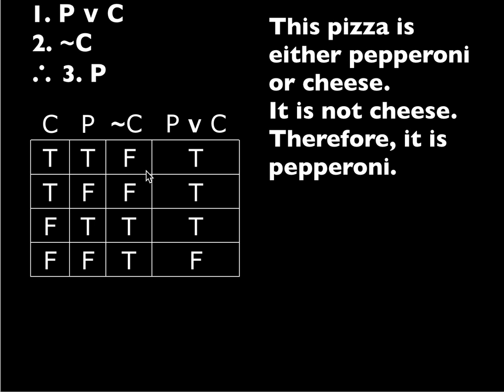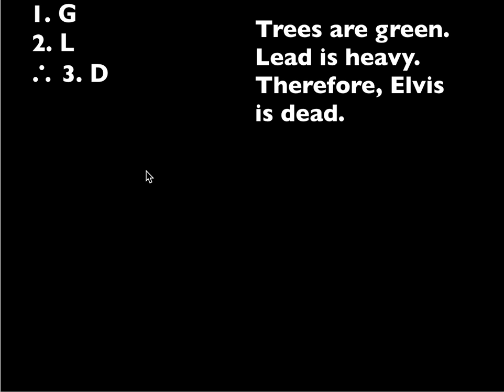Okay, let's do some more examples. Here's an argument. I should have a line there after the L. Bad on me. And this might be a formalization of an argument like this. Trees are green, lead is heavy, therefore Elvis is dead. An argument where the premises just don't have anything to do with the conclusion, right? It just intuitively looks invalid.